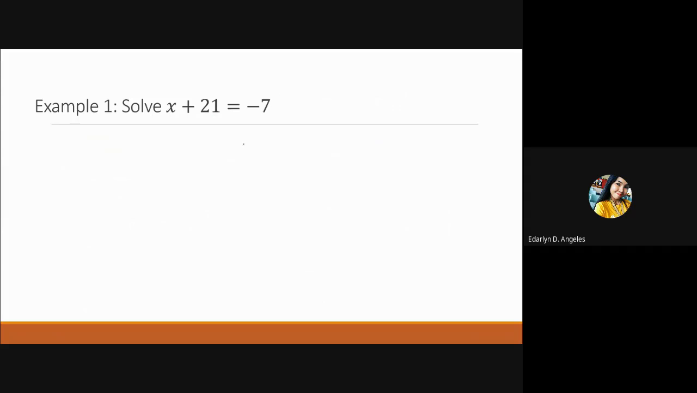That's why we get to be familiarized with those properties, so that we could apply them in solving linear equations in one variable. Okay, let's try to solve this example. So x plus 21 equals negative 7. That is our given. Again, our first step is to isolate the variable x, meaning x should be alone in this side.